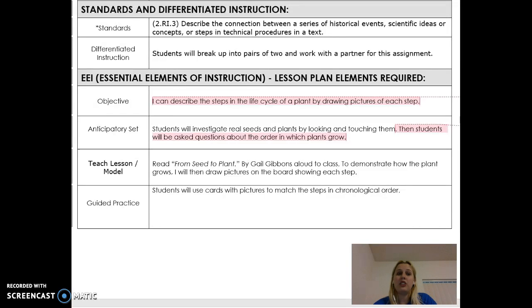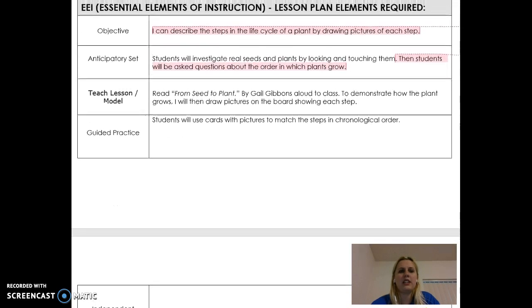So for the differentiated instruction, students will break up into pairs of 2 and work with a partner for this assignment. In addition to this, I don't want students picking their own groups, and I know it's not clear on here, but I do have a separate handout showing which groups students should be in and which groups should not be in. So you have a list, so students should not be picking their own groups.